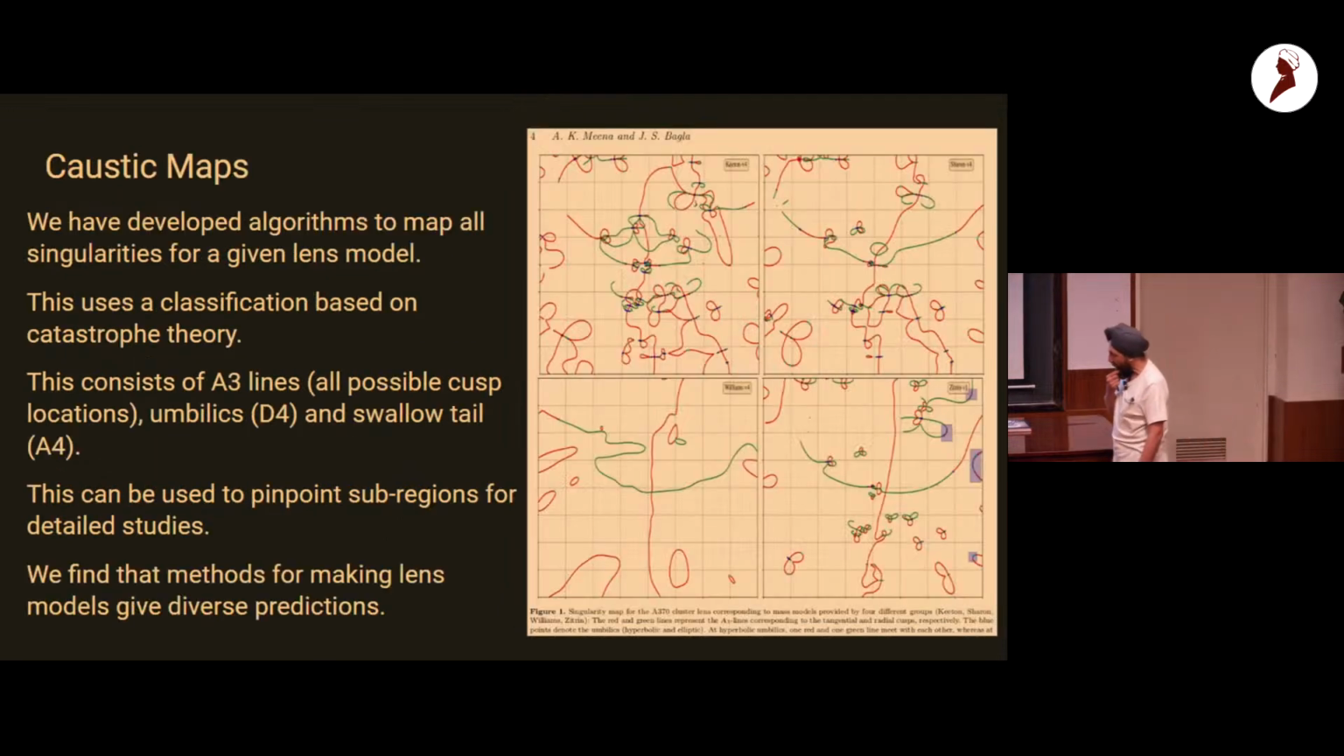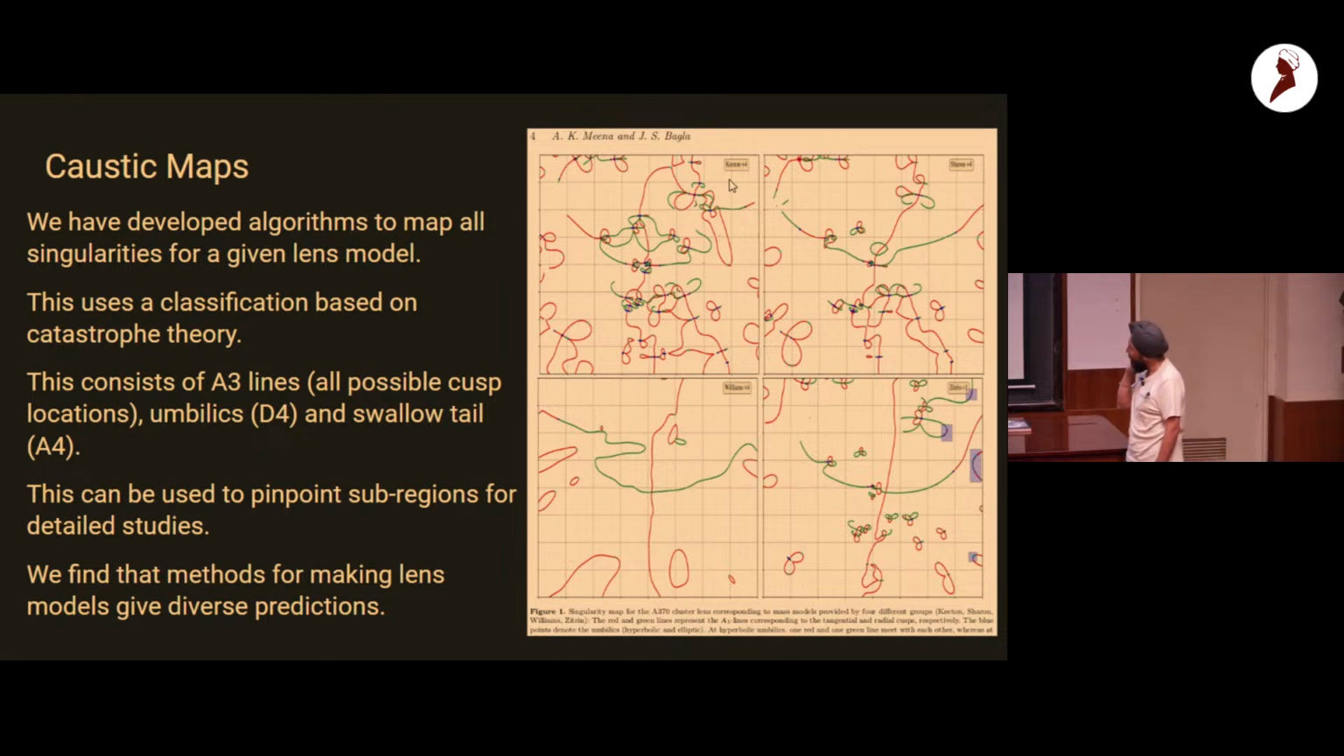So in catastrophe theory, the definitions of these singularities are given in terms of derivatives of the eigenvalues and eigenvectors. So we decided to take mass models for gravitational lens systems and apply the classification scheme. So we wrote code where we could identify each of these image types. And then for Abell 370, where I just showed you the image, we took all the mass models which had been made by people, did the analysis, and to our horror, we found that the singularity maps looked very different.